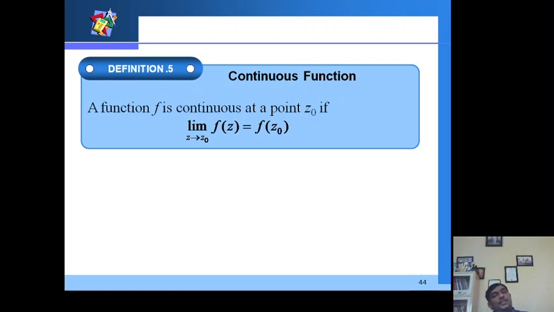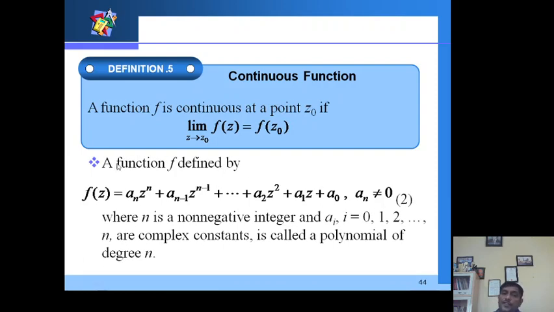Now we will discuss the continuity of a function. We say that a function f is continuous at z0 if the limit as z tends to z0 of f of z is equal to f of z0.